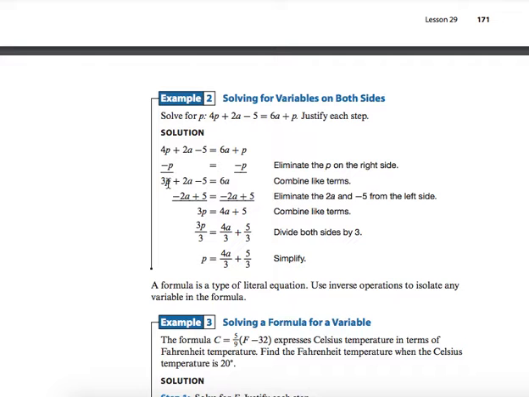You want to get rid of everything besides the p on this side. So positive 2a, you would do the opposite, minus 2a. Negative 5, the opposite, plus 5. And you do that to the other side.